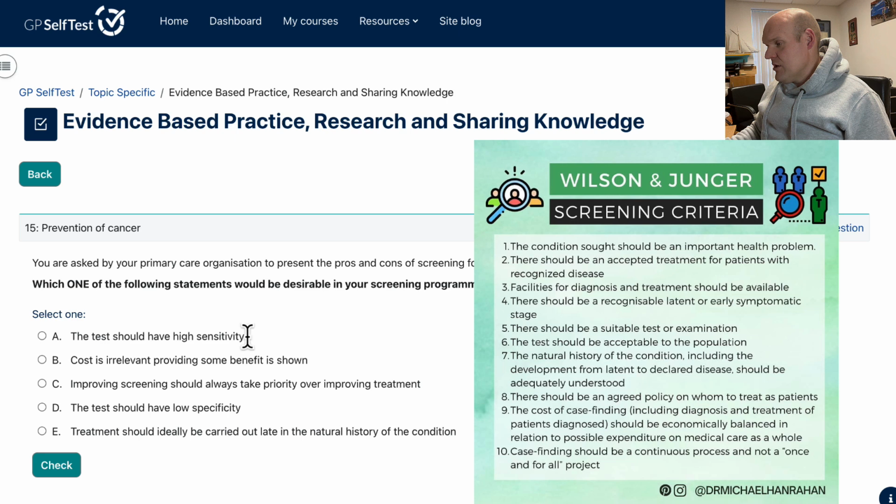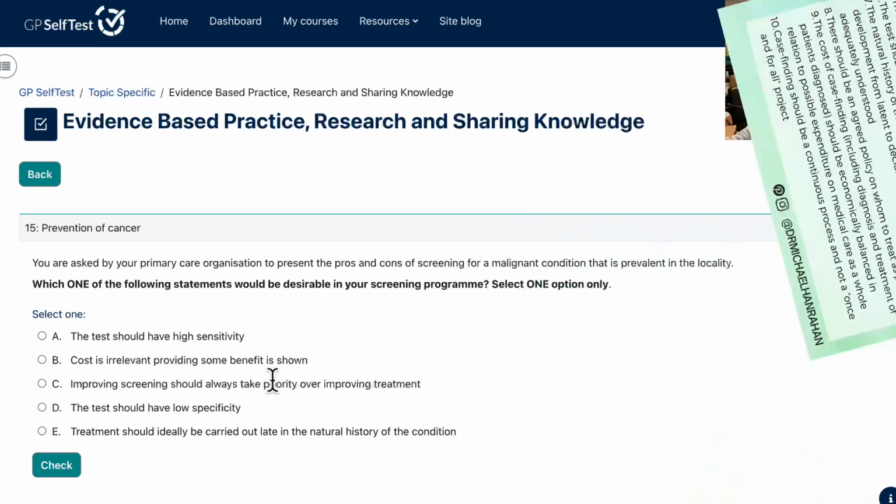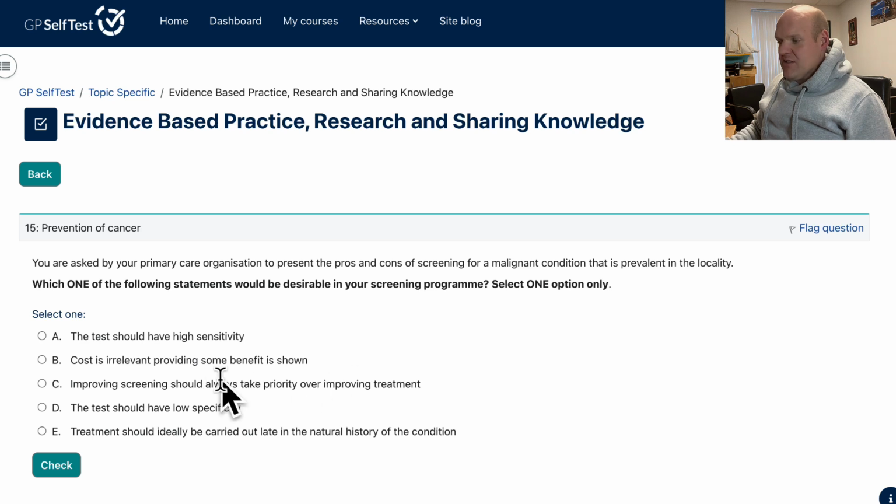So high sensitivity, so it's going to really pick out all the patients with it. Cost is irrelevant in providing. Clear my choice. Improving screening should always take priority over improving treatment. Nope. The statement doesn't scan, and also the "always" is in there. The test should have a low specificity. Treatment should ideally be carried out late in the natural history of the condition. Nope. So we really want quite a sensitive test so that we're getting a lot of people identified from it. Cost, nope. Right, let's see if we go here.